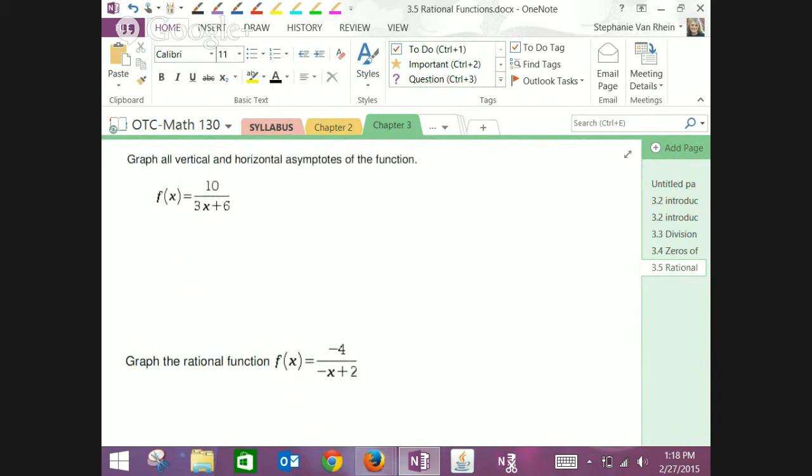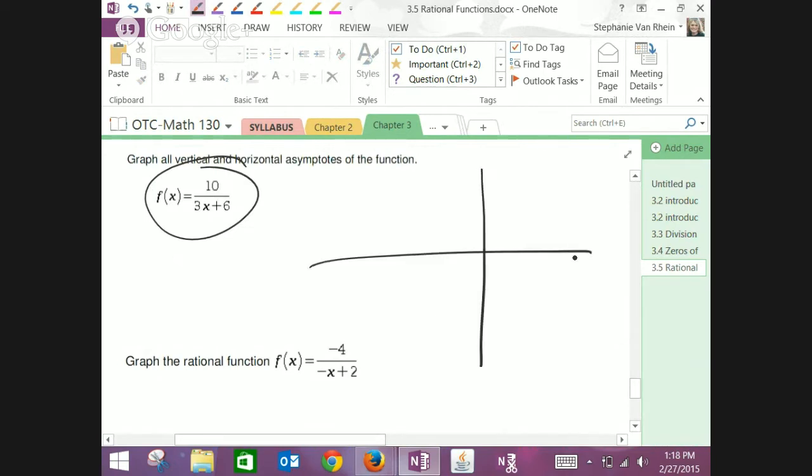Let's look at this function, and we'll do it a little more in depth. If I was asked to graph this function, I might be given a coordinate system and told to graph it. What are some interesting things about this graph? Well, I might find where it crosses the x-axis, the zeros. The zeros are when the numerator equals 0. Does 10 ever equal 0? No, so there are none. I never cross the x-axis.